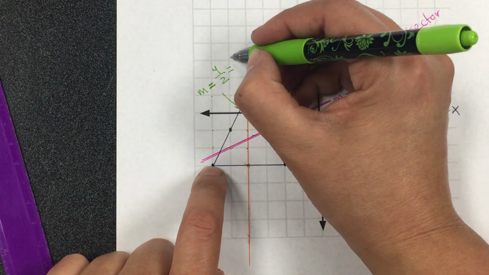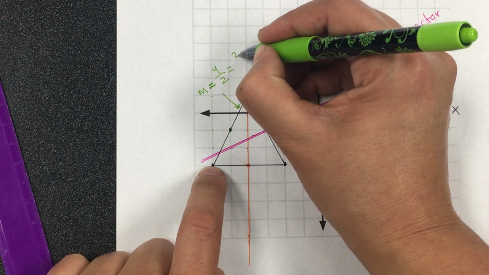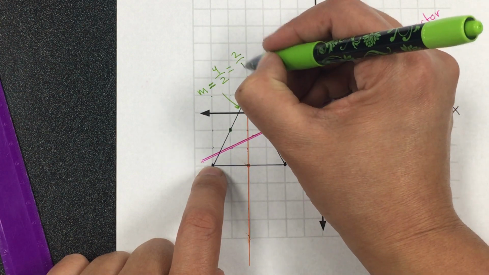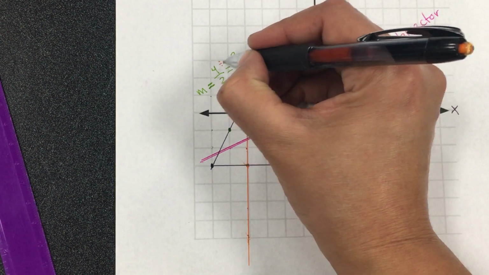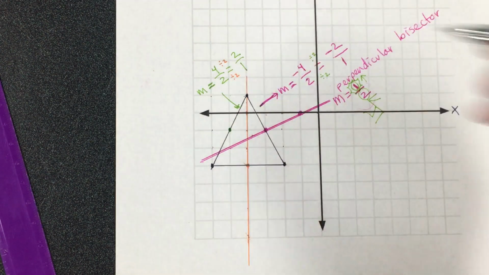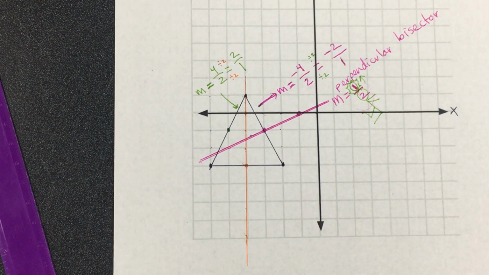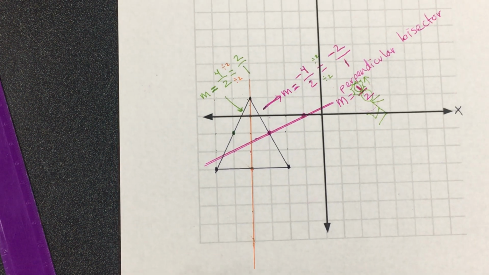And both are divisible by 2. 4 divided by 2 is 2. 2 divided by 2 is 1. So I divided by 2, right? To simplify that fraction.